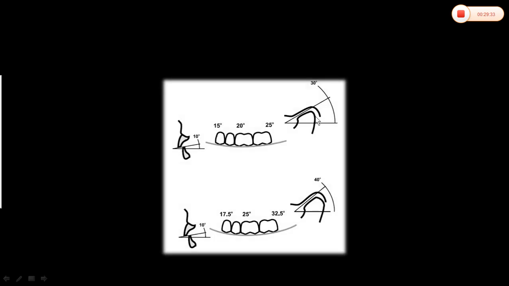See here. It has a condylar inclination, a condylar guidance angle, of 30 degrees. Depending on this, we have to give the steepness of the compensating curve. So it is given 25, 20, 15 degrees, and for this the incisal guidance is 10.